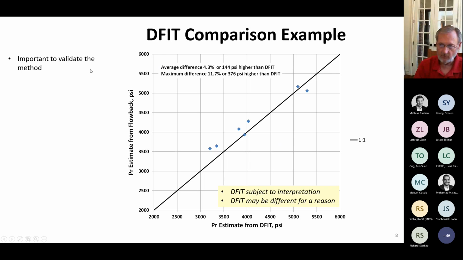Some of the early data that we put together showed a good correlation between DFITs and this estimate from flowback data. Now, I've seen other areas where the correlation is not as good. So it's important whenever you're applying this method to make sure you are actually getting a good correlation with reservoir pressures measured in a more accurate or more traditional way.